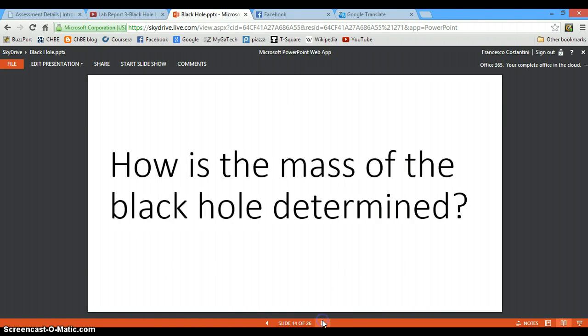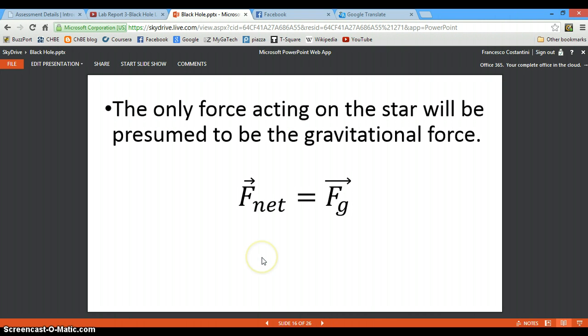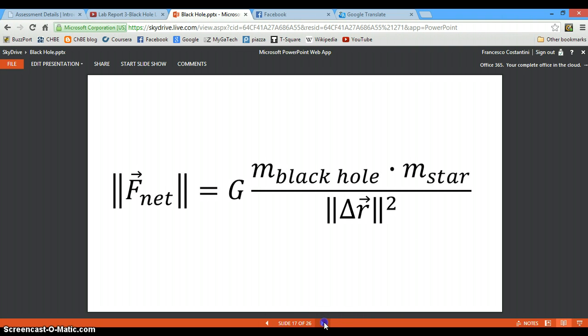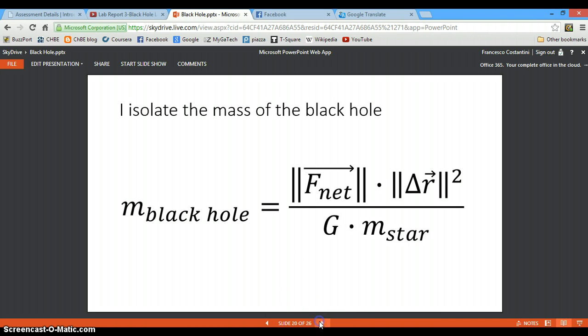But how do we determine the mass of the black hole? Newton's law of gravitational motion is the answer. This is the relationship in terms of the magnitude of the gravitational force. Finding the mass of the black hole with VPython will be easy with all of the other values known. Since it is presumed that the gravitational force is the only one acting on the star, we will presume that the net force is the gravitational force. This is how to determine the square of the magnitude of the distance between the star and the black hole. Then I isolate the mass of the black hole. All of this is translated as the following in VPython.